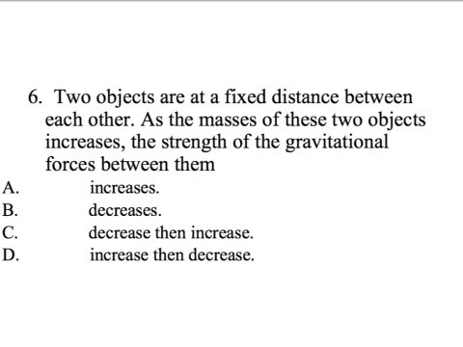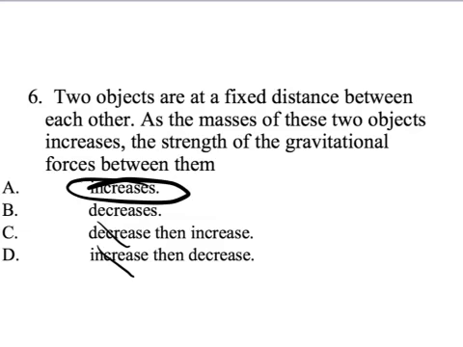Two objects are at a fixed distance from each other. As the masses of these objects increase, the strength of the gravitational force between them, well, what did we say about mass? If the mass was getting bigger, the force, what? It increases. Guys, it's not fluctuating. It's either going to increase or decrease. If I decrease the mass, the gravitational force is going to decrease. If I increase the mass, the gravitational force is going to, you guessed it, increase.